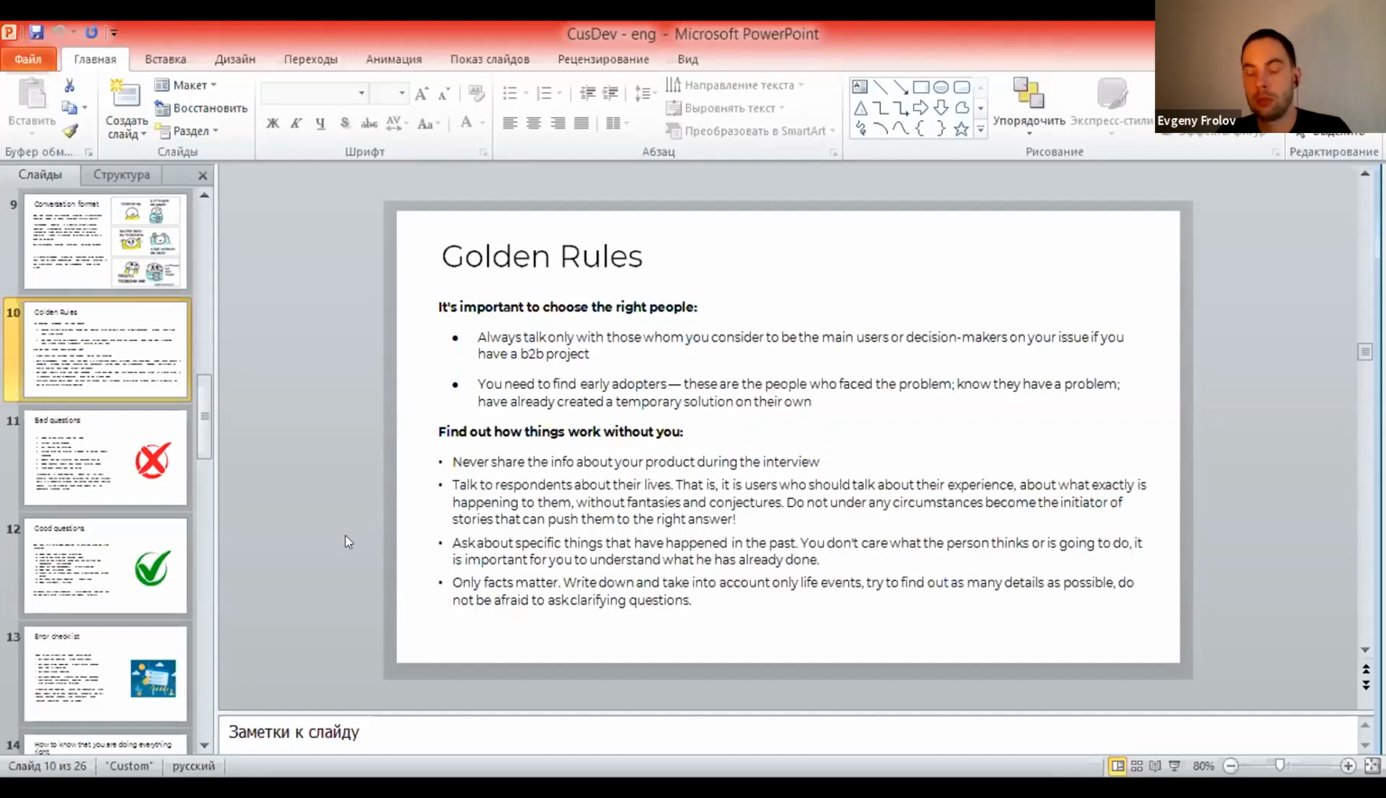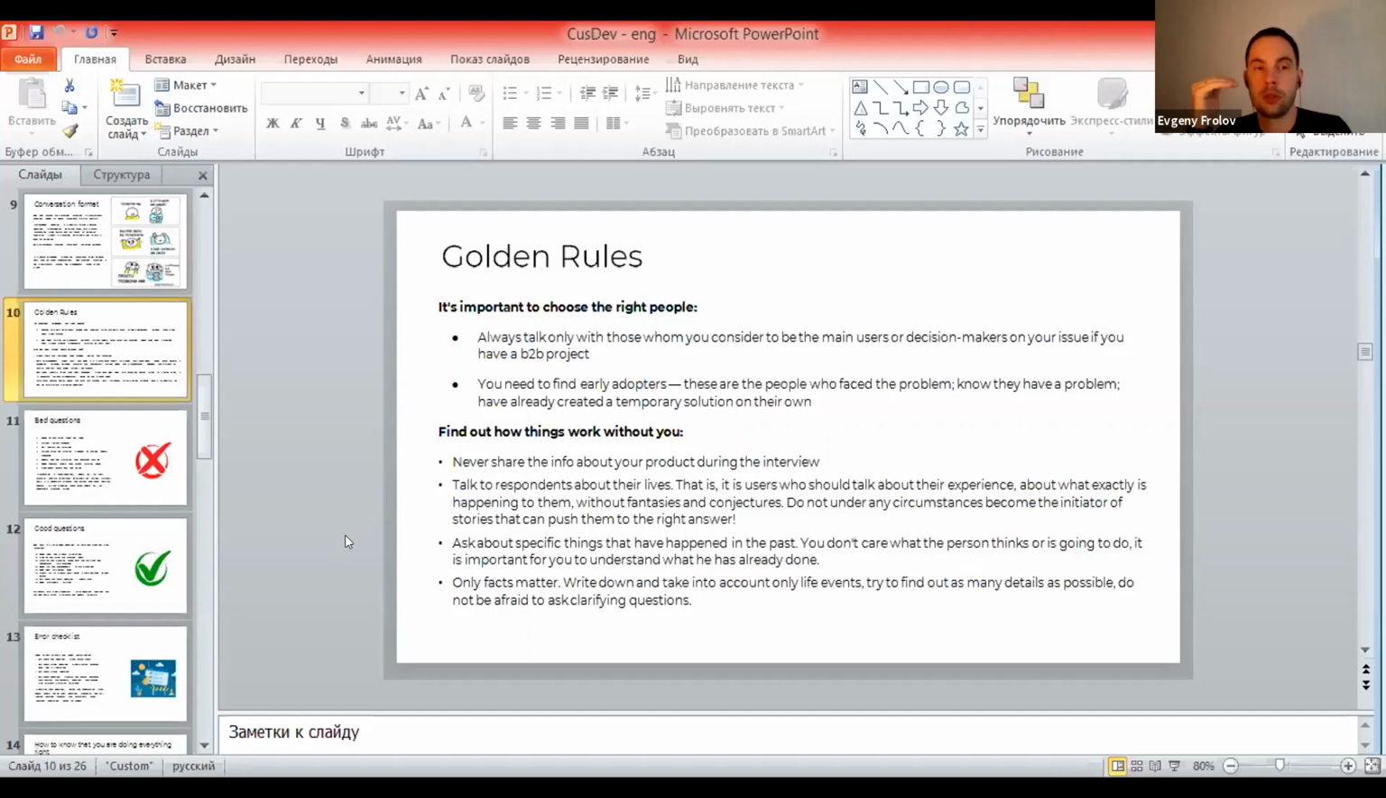What else? It's important not to share information about your product during the interview, because usually people like to support each other. When they see an initiative, young people trying to change the world, of course they will try to support this action. So that's why, when you start your interview, the potential customer might say: okay, we are trying to change the world in such a way, we have such a great product. I would like to ask you about how you are living right now. And then you start asking questions.